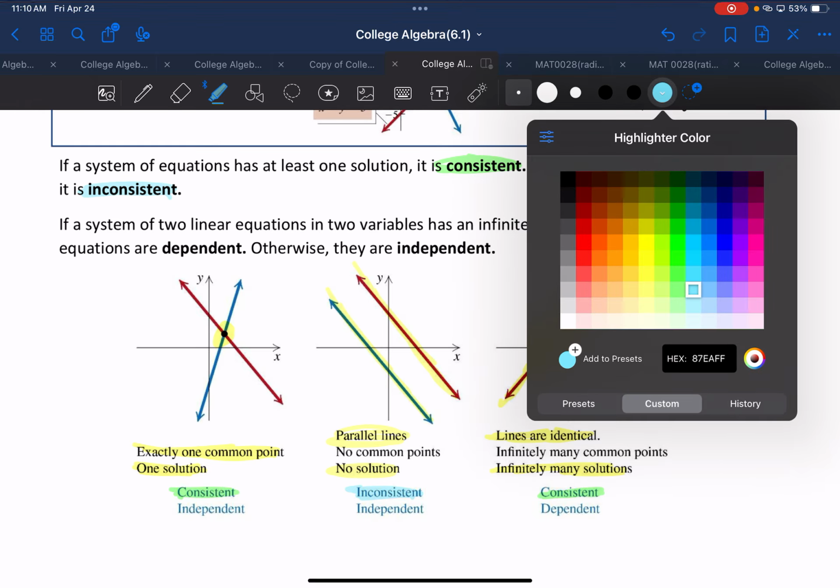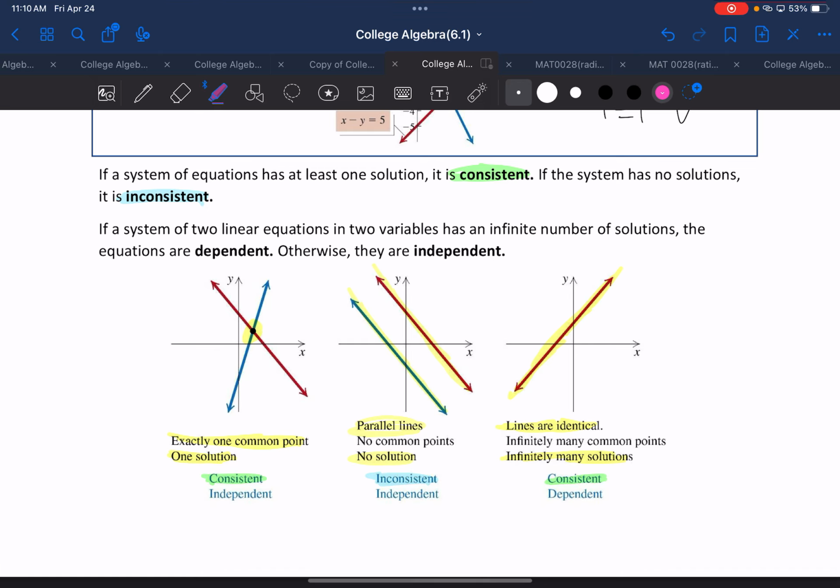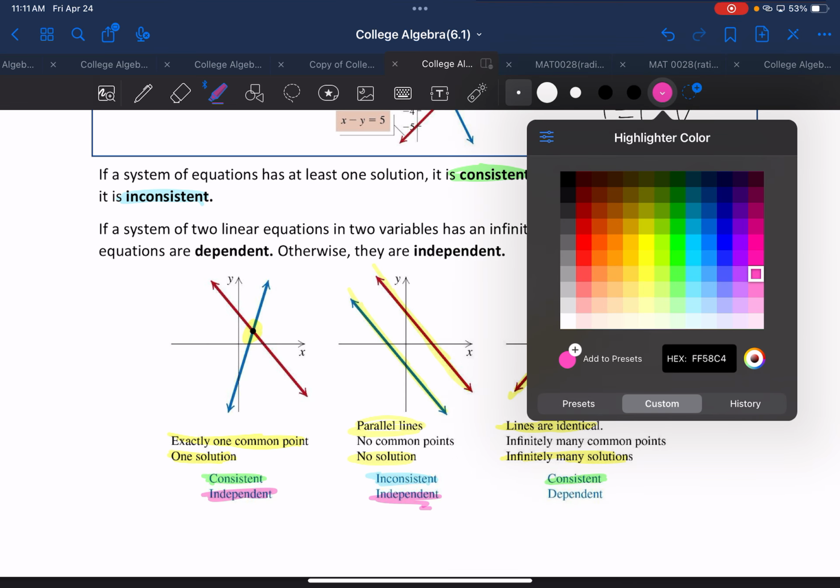And then as far as the independent-dependent vocabulary words here, the first two cases are called independent because they are two separate lines. They're independent of each other. They're unique. They're their own thing. They stand alone. But the last one, they're identical. They're the same line. So those are dependent, or one lies on top of the other, one depends on the other. That's kind of how I remember that. Those are dependent. So if they're different lines, they're independent. But if they end up being the same line, they're dependent.